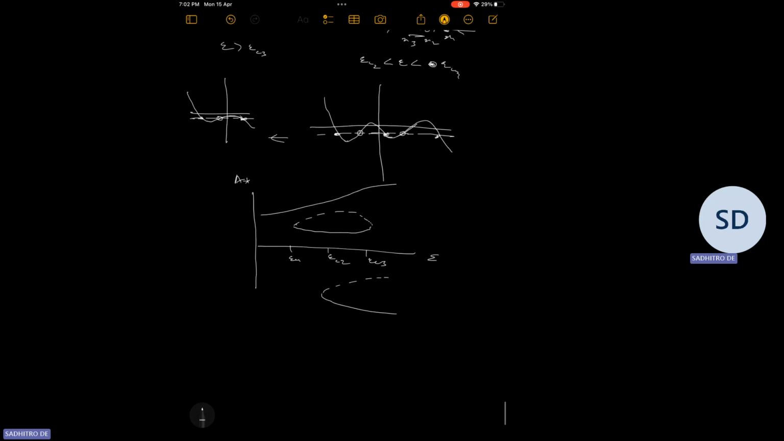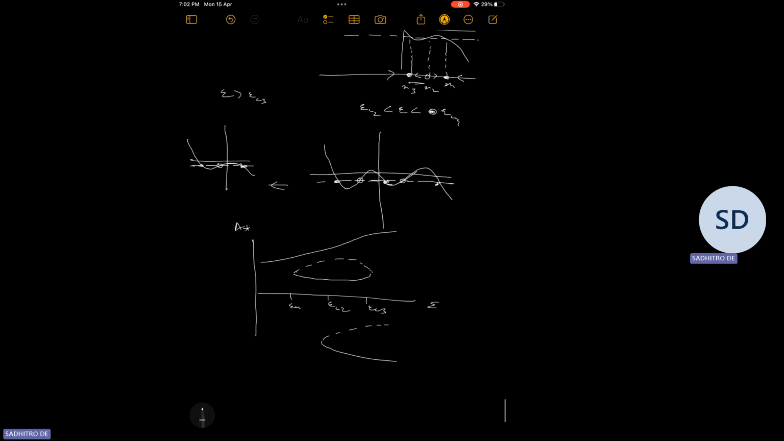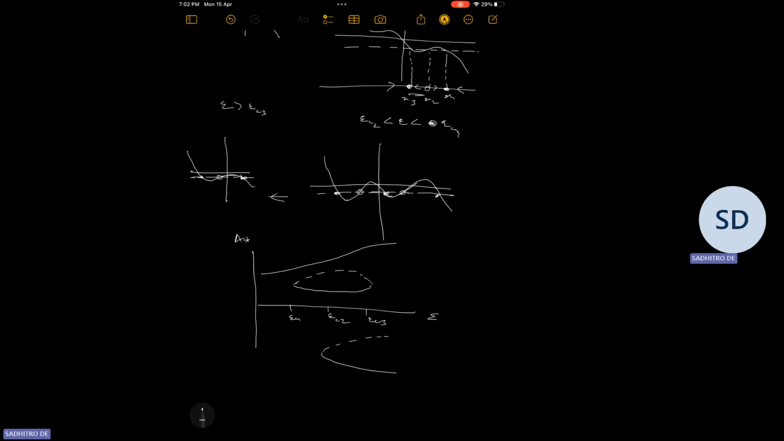So the fixed points that had emerged at epsilon equal to epsilon c1 would again merge and disappear when epsilon becomes equal to epsilon c3. And finally, at very large epsilon, we have one fixed point over here and two fixed points over here.